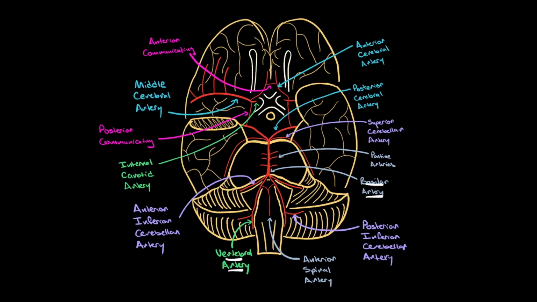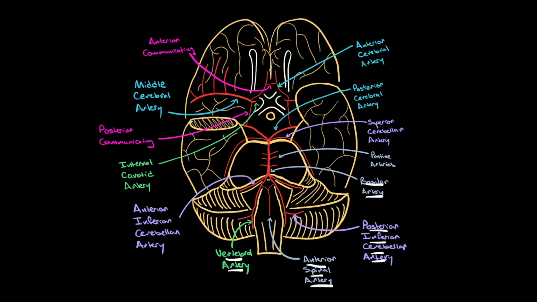Now, the vertebral artery has two main things coming off of it. It has the anterior spinal artery, which comes off of the middle, and this provides blood flow all the way down the spine on the anterior side. And it has the posterior inferior cerebellar artery. This comes off the sides, and this provides blood flow to the bottom half of the cerebellum.